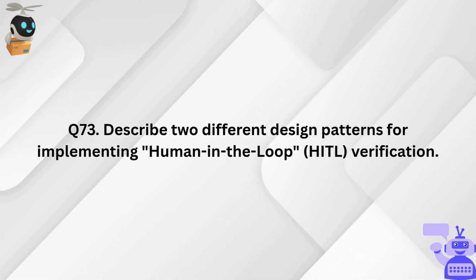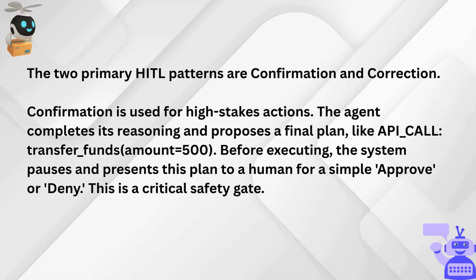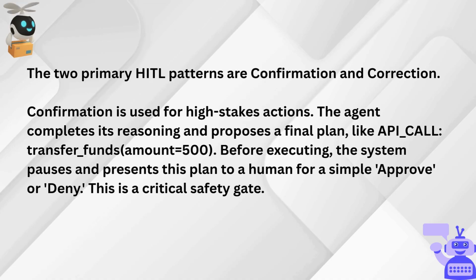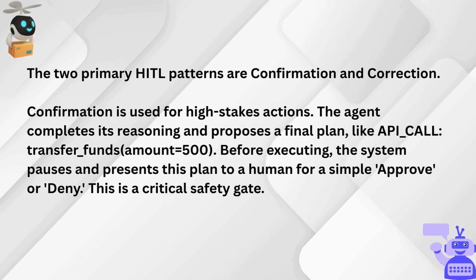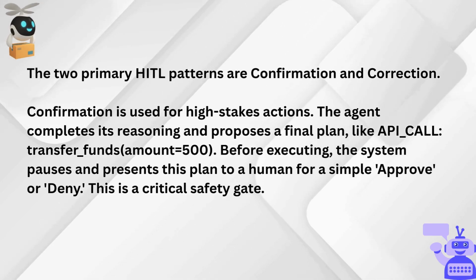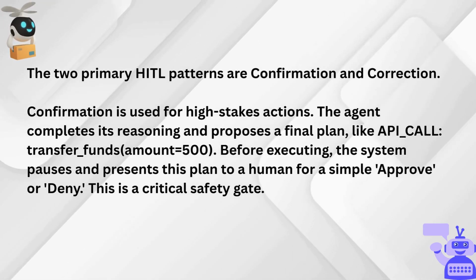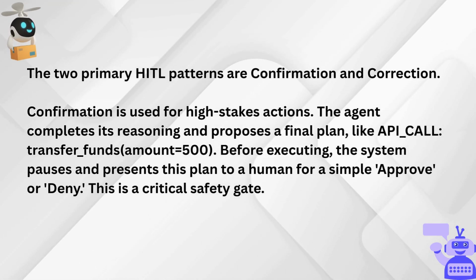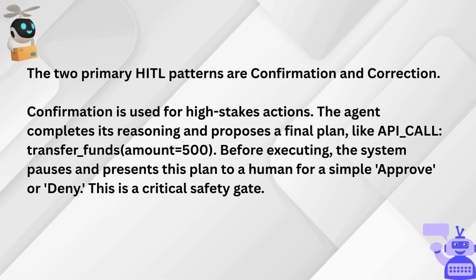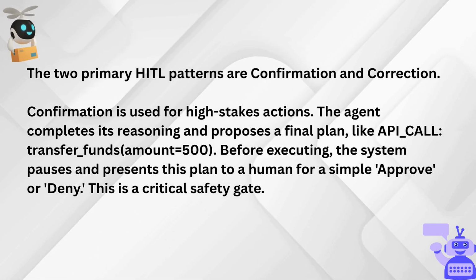Describe 2 different design patterns for implementing human-in-the-loop, or HITL, verification. The 2 primary HITL patterns are confirmation and correction. First, confirmation is used for high-stakes actions. The agent completes its reasoning and proposes a final plan, like API call, transfer funds, amount equals 500. Before executing, the system pauses and presents this plan to a human for a simple approve or deny. This is a critical safety gate.